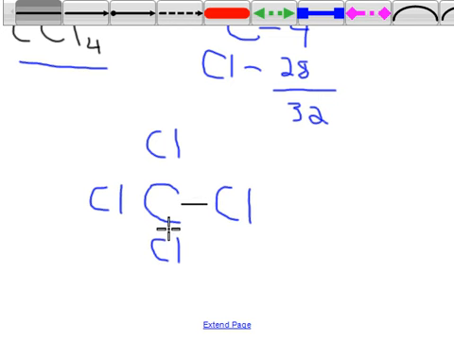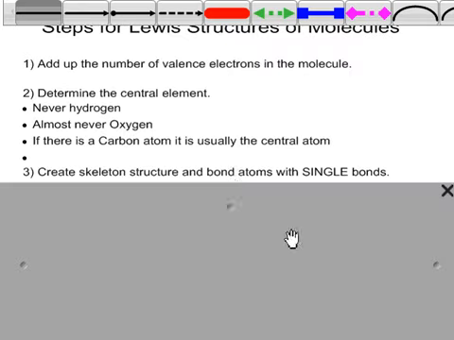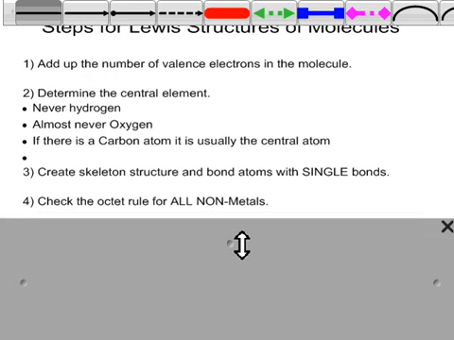So I'm going to have a bond there, a bond here, a bond here, and a bond there. So there's my 4 bonds. That represents 8 electrons in this particular structure. And so there's my skeleton, and I've bonded them together with single bonds between the 2 of them. Okay, so I created my skeleton structure, and I bonded the atoms with single bonds.